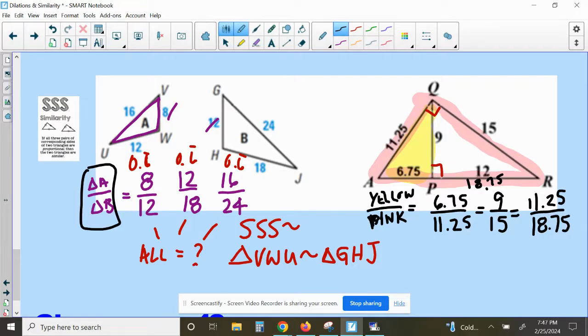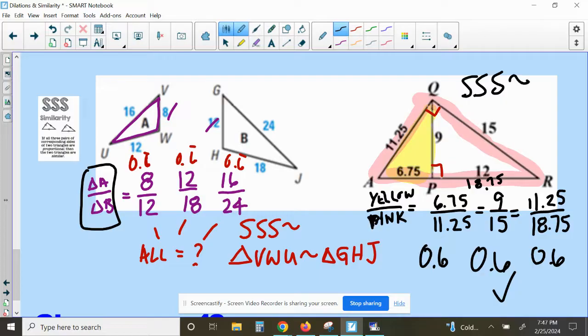So I just need to put all those in my calculator. 6.75 divided by 11.25. I got 0.6, not repeating. Okay, so I got a little bit of a different answer this time. 9 divided by 15 is 0.6. And then 11.25 divided by 18.75 is 0.6. So, yay, I do have side-side-side similarity. And I'm pretty much out of room here to do my similarity statement.